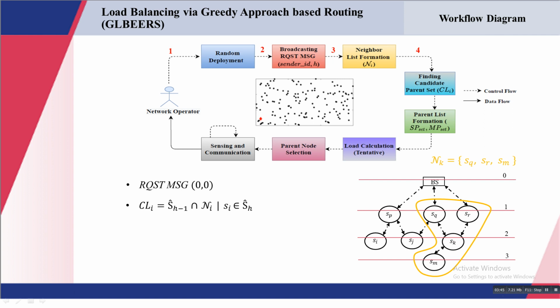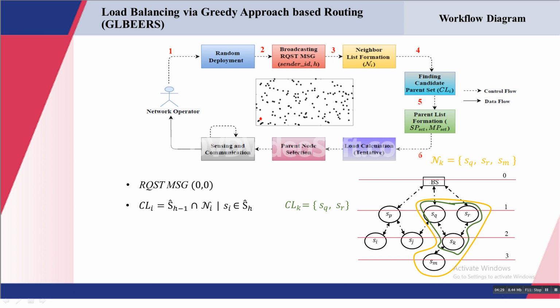Corresponding to the kth node in this example, its candidate list will include the Q and R nodes. It will not include the mth node because it does not lie in S_{h-1}. That's how the candidate lists are formed, and once they are formed, the parent list is formed, and we will see in the progressive slides how this parent list is formed. That is, the single parent set and multiple parent set are formed using the candidate list.